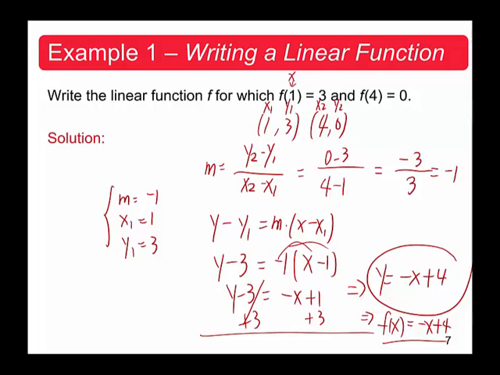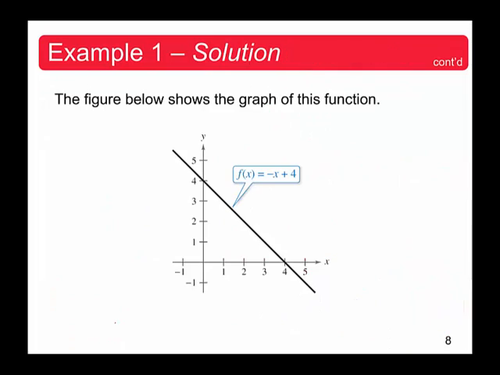Y is the same thing as f of x. Know that y is the same as f of x, just different notation. And this is what the graph looks like. y equals f of x equals negative x plus 4. We know that the slope is negative 1, so the y-intercept is 4.